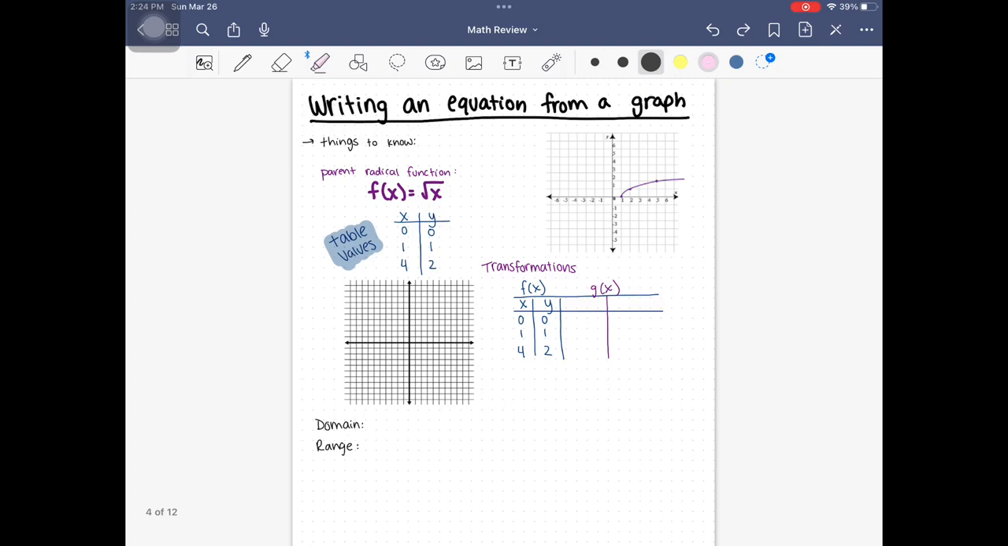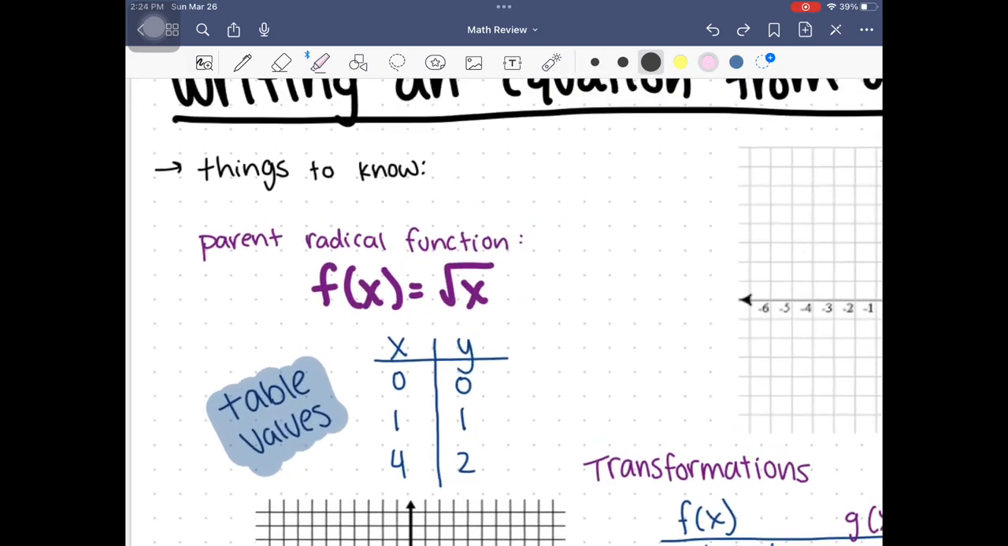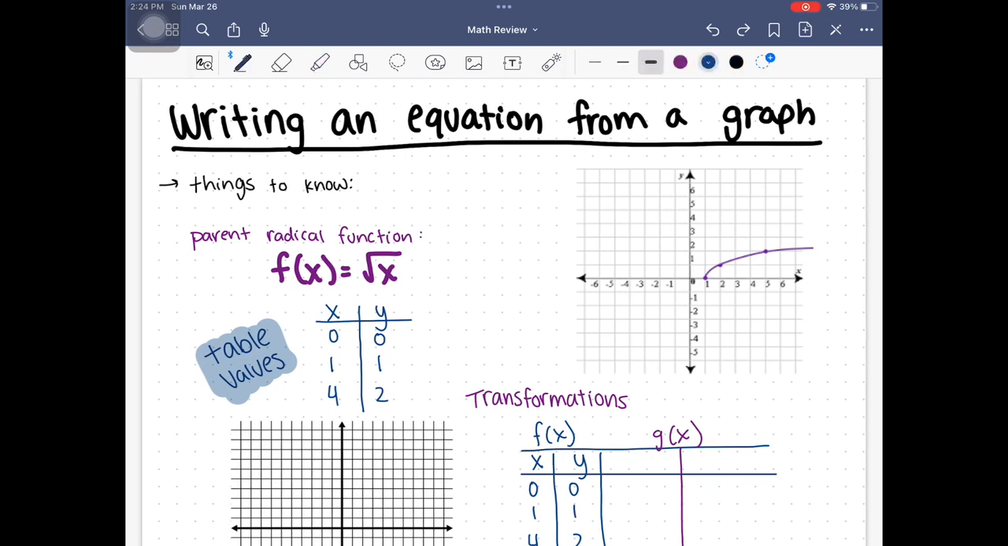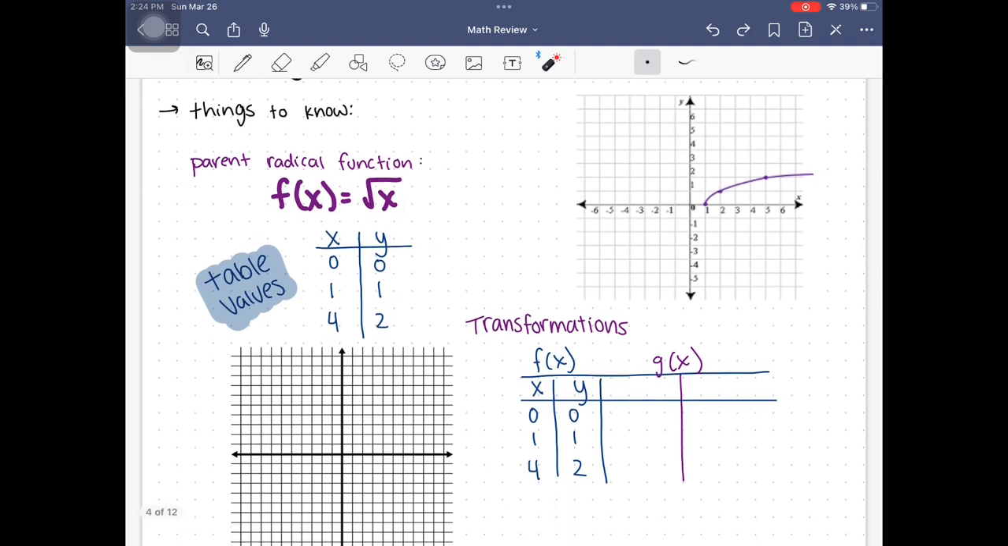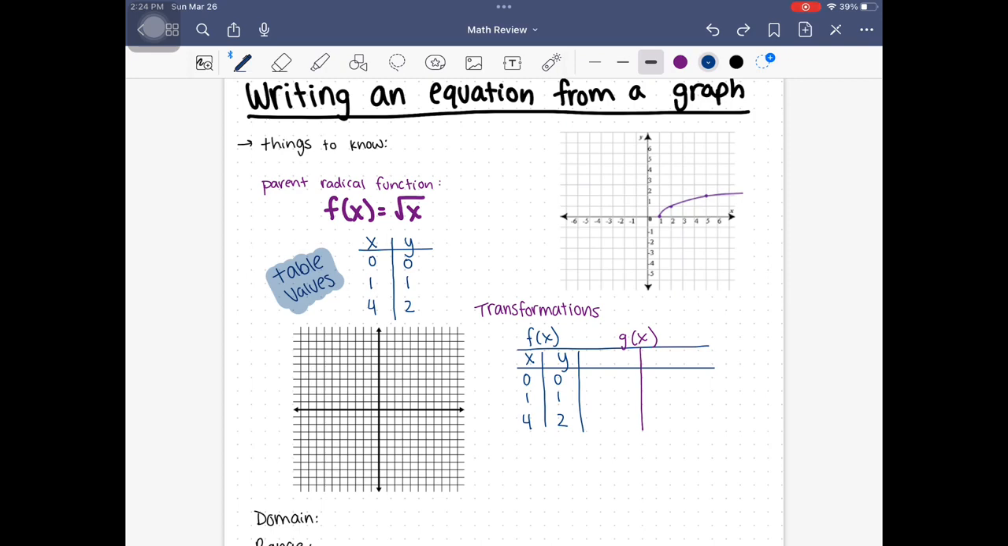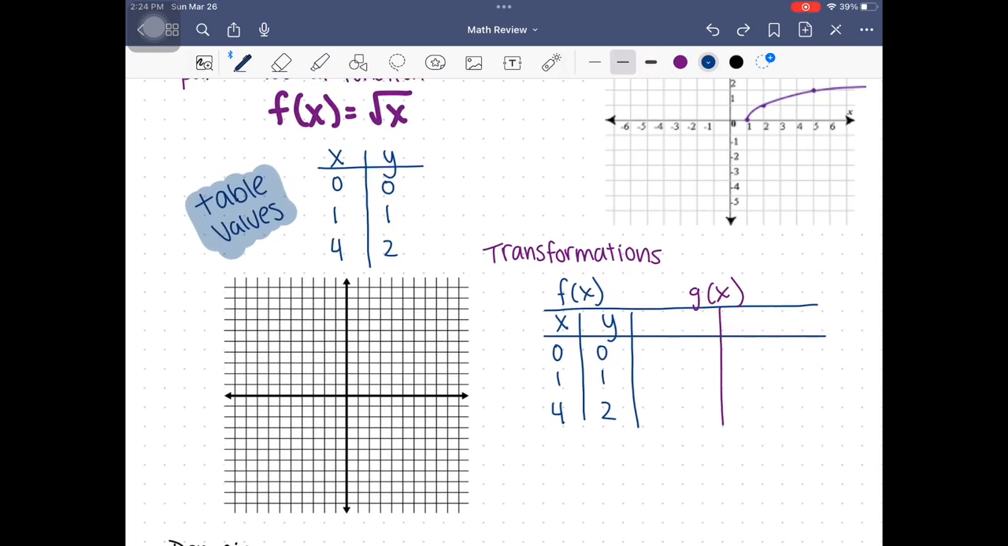Okay, next part. Write an equation from a graph. The things that you need to know. Your parent radical function is going to be this. f of x equals the square root of x. Those are all your table values. You're going to have (0, 0), (1, 1), and (4, 2). If you ever forget that, just plug in 0. Square root of 0 is 0. Square root of 1 is 1. Square root of 4 is going to be 2. And that's what's in our table, and again, if you forget, if you're in my classroom, you see that this is on the wall. So we have our (0, 0) right here, our (1, 1), and then 1, 2, 3, 4. And then we have our (4, 2). Bam. This is going to be our parent function right here, okay?